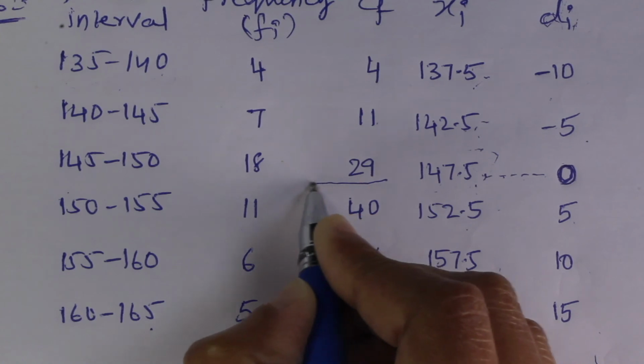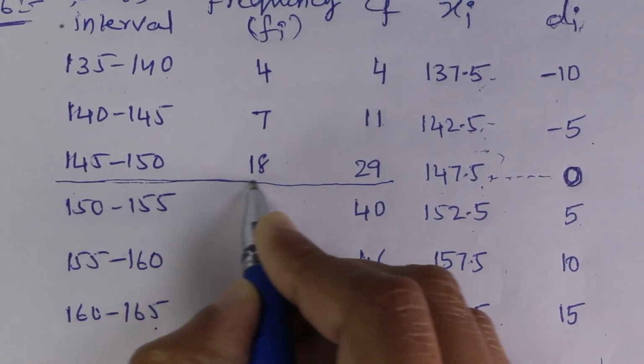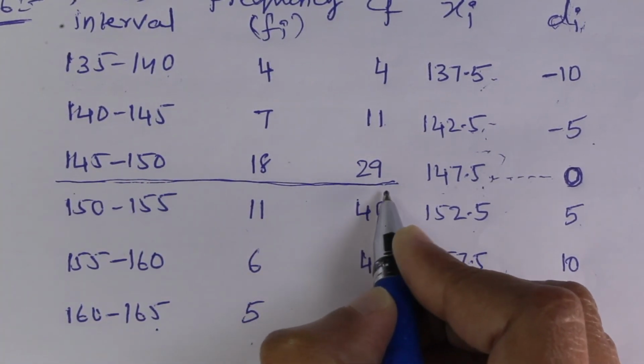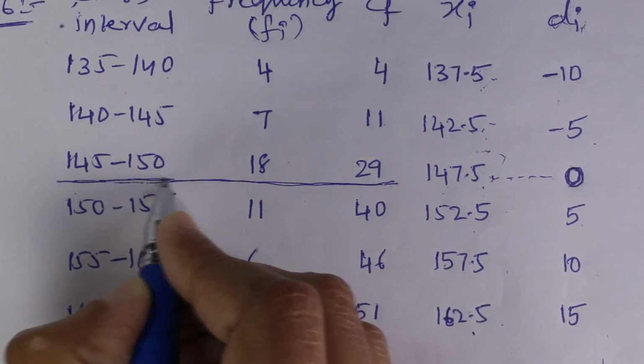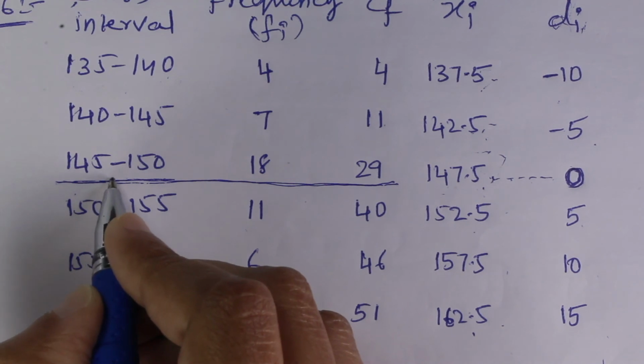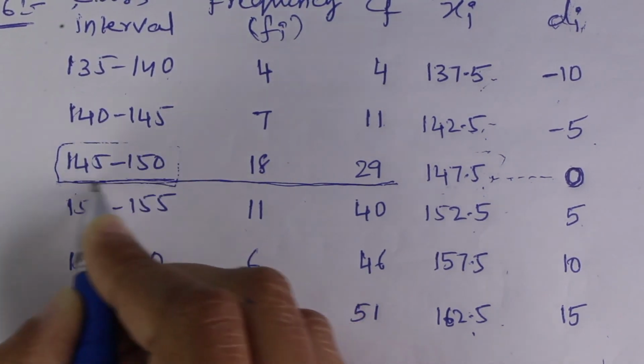Here, in this class. 25.5 is less than 29, right? So it comes into the 145 to 150 class. So this is our median class.